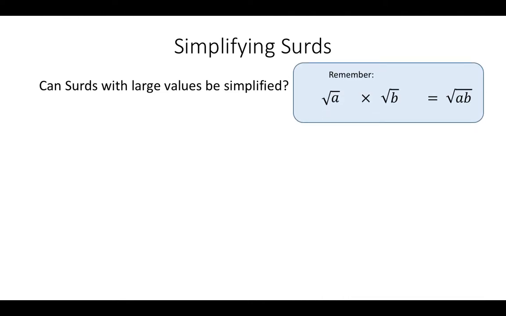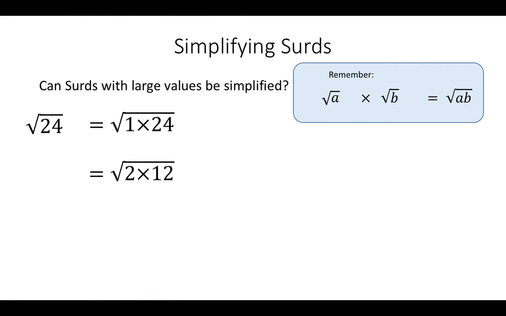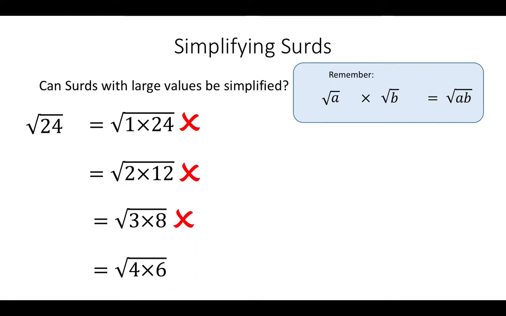Now remember, we've just learned that the square root of a times the square root of b was equal to the square root of the product of a and b. So something like the square root of 24, we could say that came from the square root of 1 times the square root of 24, the square root of 2 times 12, the square root of 3 times 8, or the square root of 4 times 6. Now what we can see is that there's no way of simplifying 1 times 24 using surds because 1 and 24 are not squared numbers. Similarly for 2 and 12. 3 and 8, we also have the same problem. Neither 3 nor 8 are a squared number.